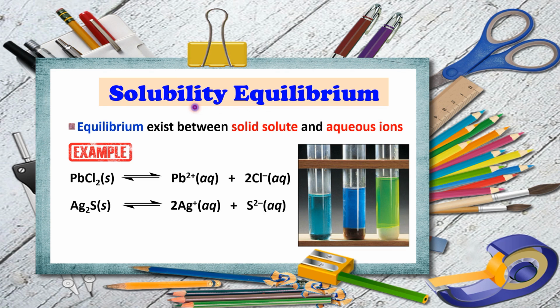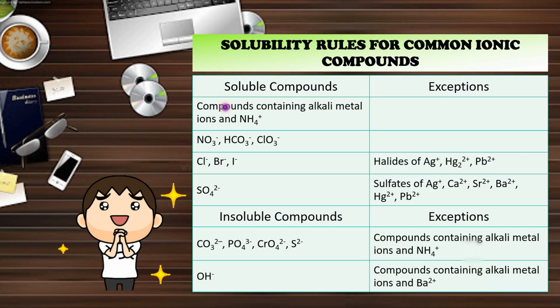What is solubility equilibrium? It can be defined as the equilibrium that exists between solid solute and aqueous ions. For example, we have lead(II) chloride, which exists as a solid. It is in equilibrium with its aqueous ions, that is lead(II) ion and chloride ion. The second example is solid silver sulfide, which is in equilibrium with its aqueous ions, that is silver ion and sulfide ion. Okay, so here are the solubility rules for common ionic compounds.